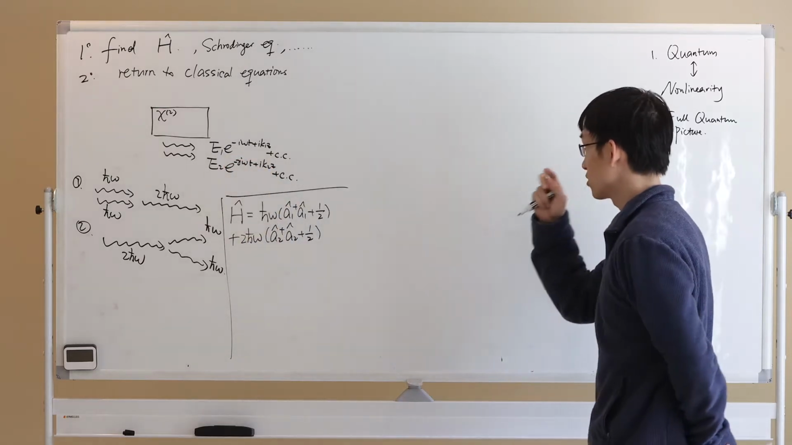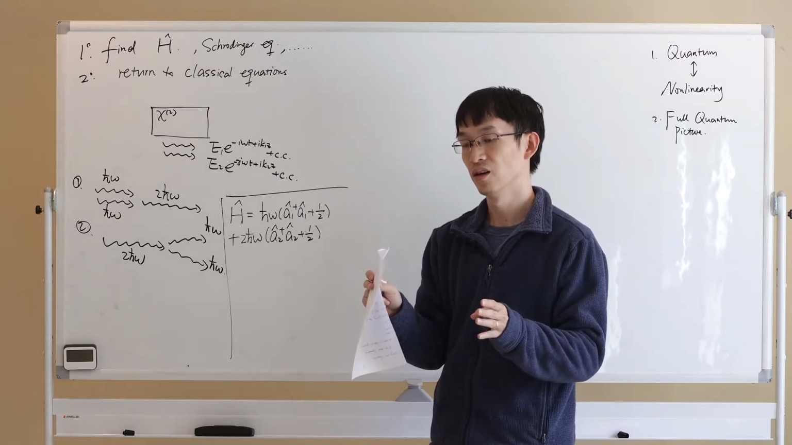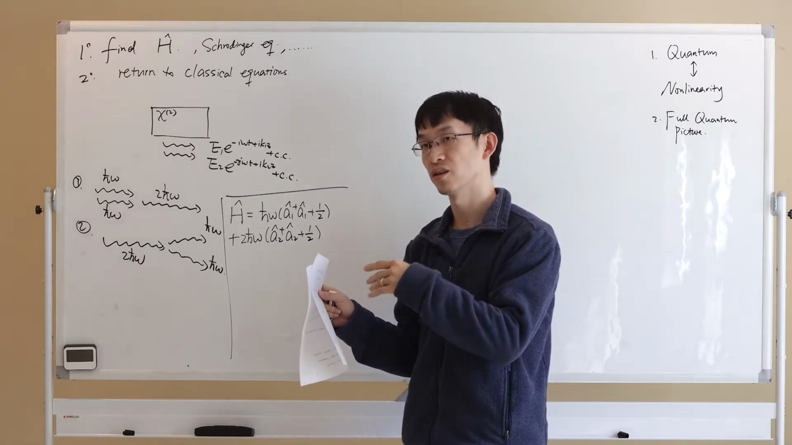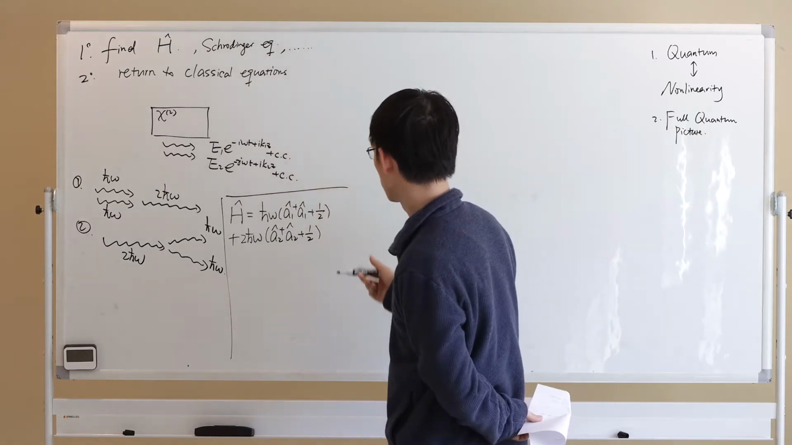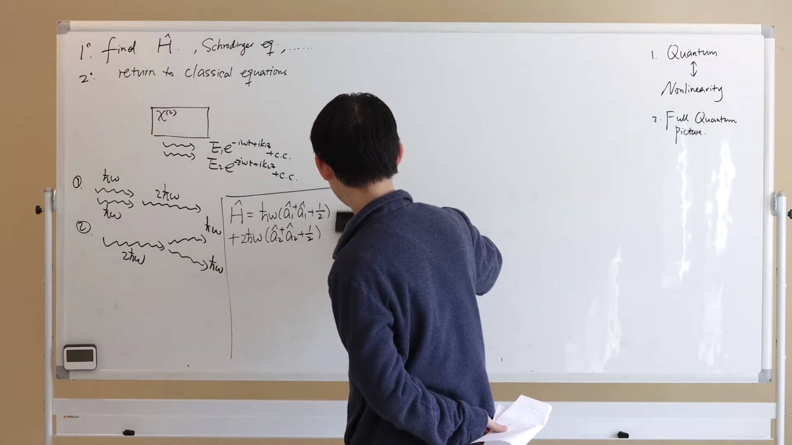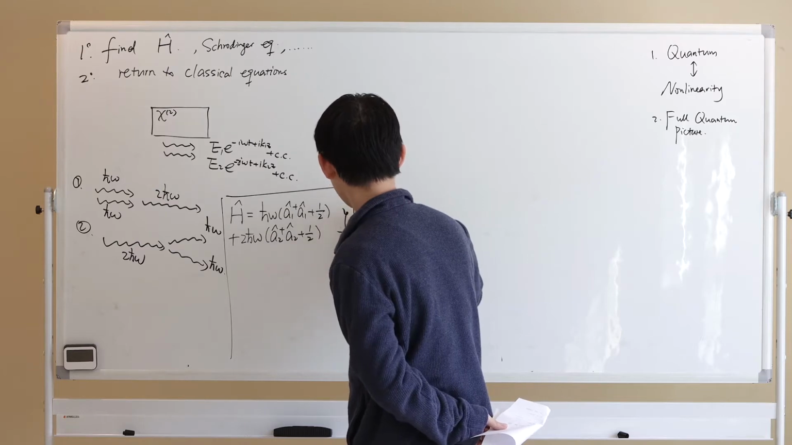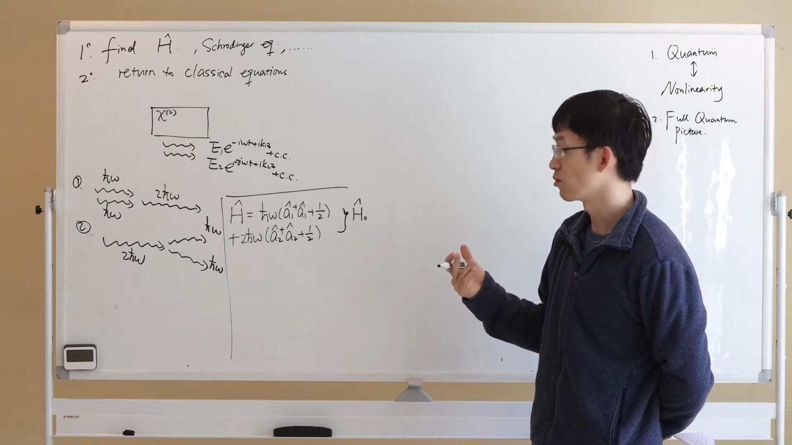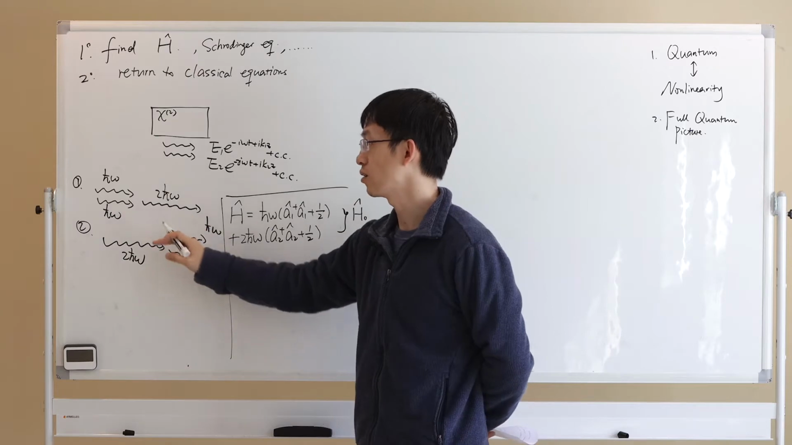Now, if you only have this, then what you're describing is a cavity that has light photons of omega and also photons of 2 omega, and there's no interaction. This part we usually call H naught. It's like the original Hamiltonian without interaction. And then the next thing is, how do you describe the interaction?